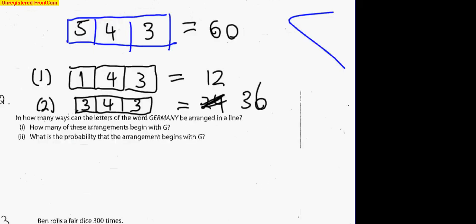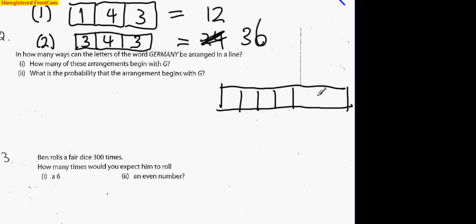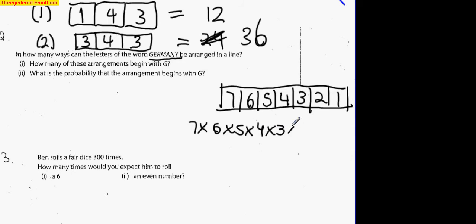Okay, next question. In how many ways can the letters of the word Germany be arranged in a line? Germany has 7 letters. Okay, so 1, 2, 3, 4, 5, 6, 7. You have a choice of 7 letters that can go in the first one. Once you use one of them up, there's 6 remaining. Then there's 5 remaining, 4 remaining, 3, 2, 1. What this means is multiply 7 by 6, by 5, by 4, by 3, by 2, by 1.